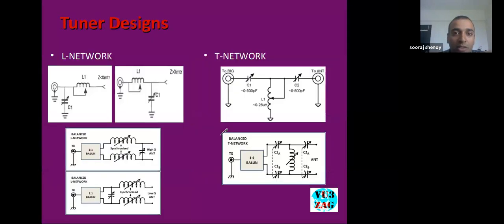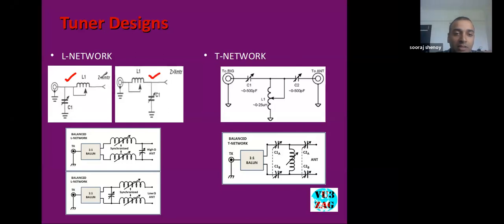Now let's talk about the tuner designs. I'm representing here two types of tuner design that are popular among the ham community. The first one is the L network. Here this is the L network. It looks like an L shape. And there are two combinations here.